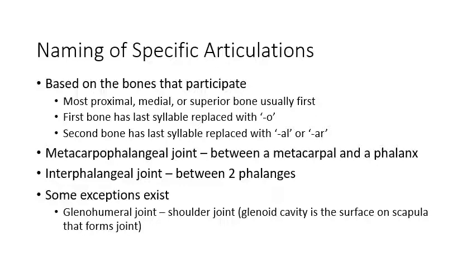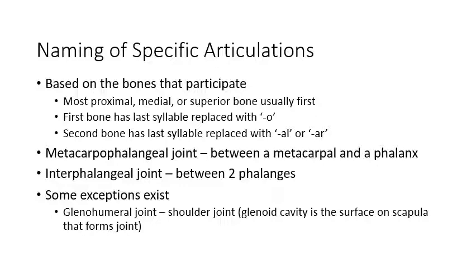So for instance, if you see the word metacarpal phalangeal joint, you know that that is a joint between a metacarpal bone and a phalangeal bone, or a phalanx. Since a metacarpal bone is a bone in the hand and a phalanx is a finger bone, that lets you know that that's a joint between one of the first bones in a finger and the rest of the hand, or the main body of the hand. In that case, the metacarpal bone is the one that is more proximal, therefore it's the one whose name comes first. And the last syllable, the al on the metacarpal, is replaced by O.